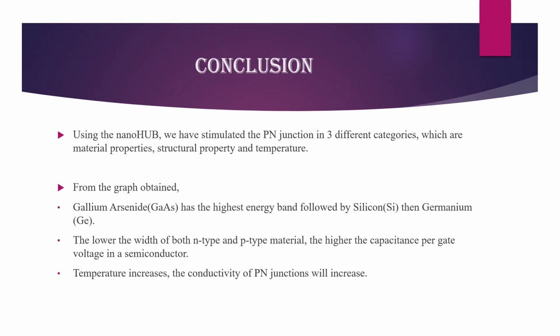Okay, so in conclusion, using the NanoHub, we have simulated the PN junction in 3 different categories, which are material properties, structural properties, and temperature. From the graph obtained, gallium arsenide has the highest energy band, followed by silicon and germanium. And besides that, the lower the width of both n-type and p-type material, the higher the capacitance to gate voltage in the semiconductor. And lastly, when the temperature increases, the conductivity of the PN junction will increase as well.